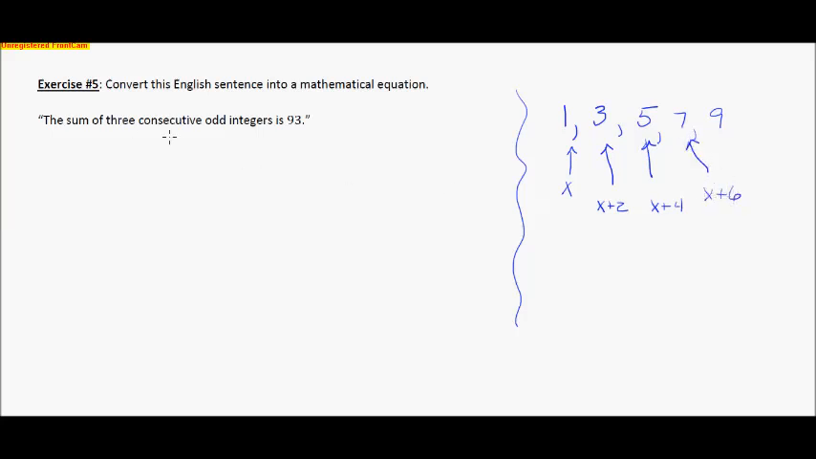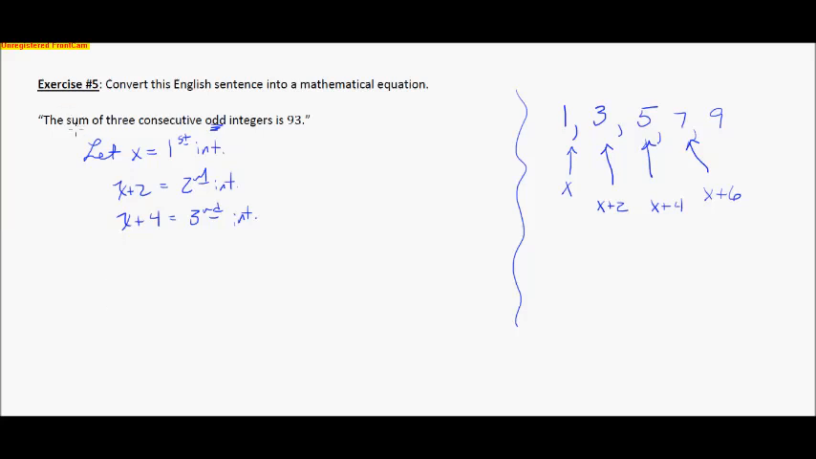Well, they just want 3 of them. So I'm going to come over here and I'm going to define my variables. Let x equal the first integer. And that means if I want odd, okay, x plus 2 is the second integer. And x plus 4 is the third integer. Okay, and again, just like I said in the one before, you're going to see this type of question come up over and over, alright, over the next few years.